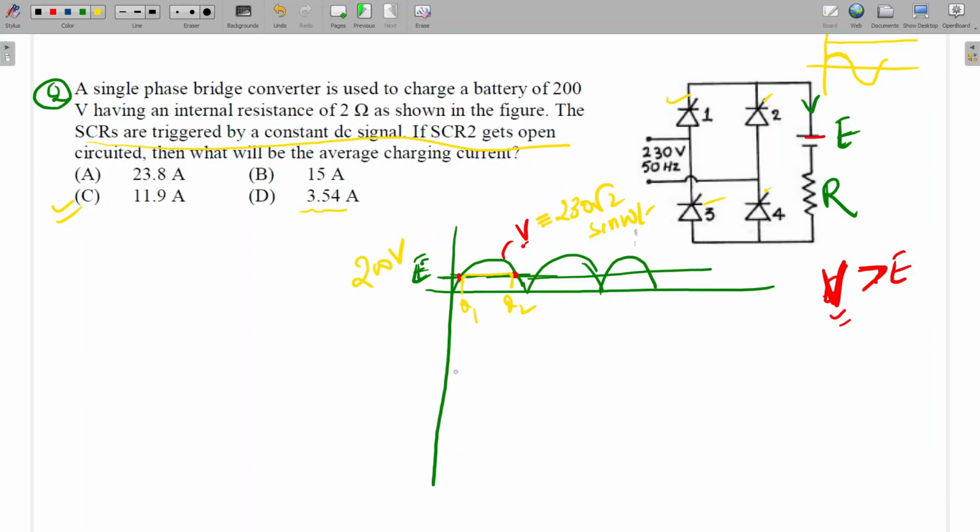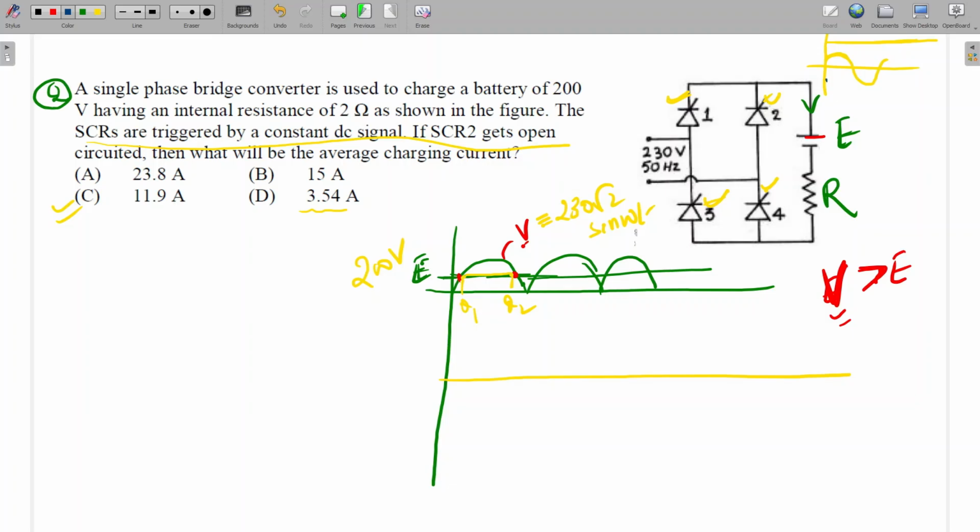So current will flow from when it will listen again. What is happening here? All thyristors are getting a constant DC pulse. Constant DC pulse means it will be continuously on. Whenever it is forward biased, it will conduct. Let's say this is only resistive load.